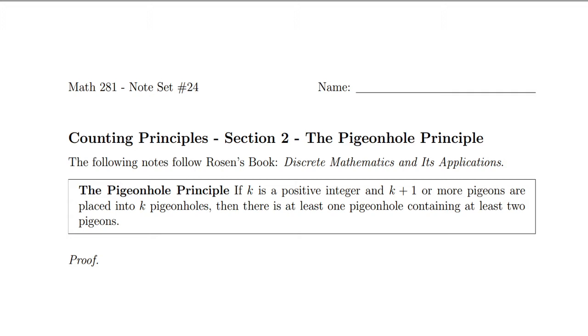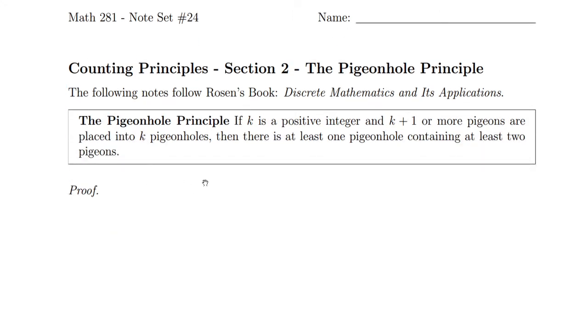So what does the pigeonhole principle say? If k is a positive integer and k plus 1 or more pigeons are placed into k pigeonholes, then there is at least one pigeonhole containing at least two pigeons. Okay, so let me give you a visualization of this before we actually prove it.